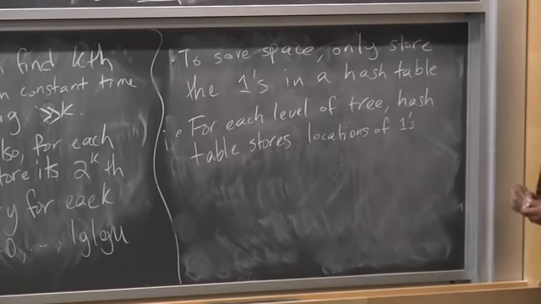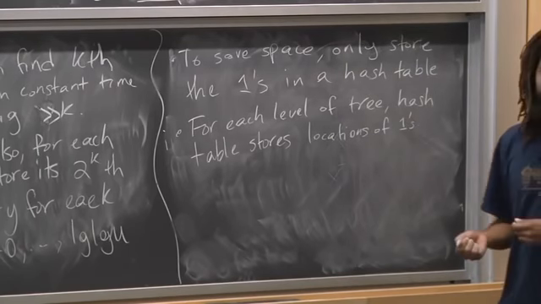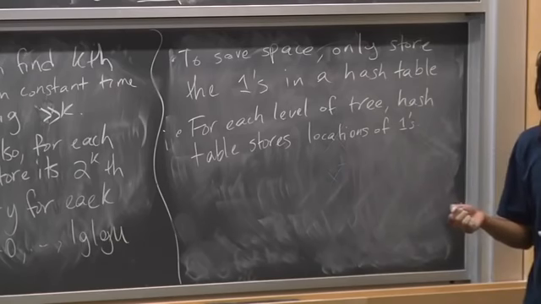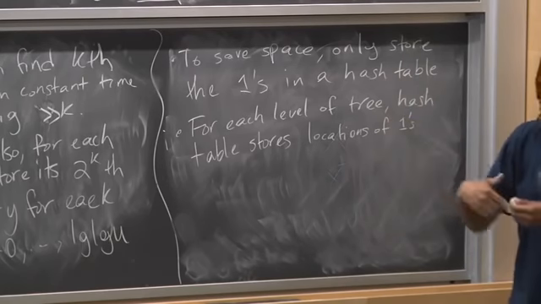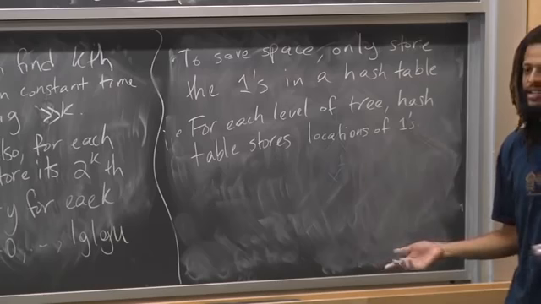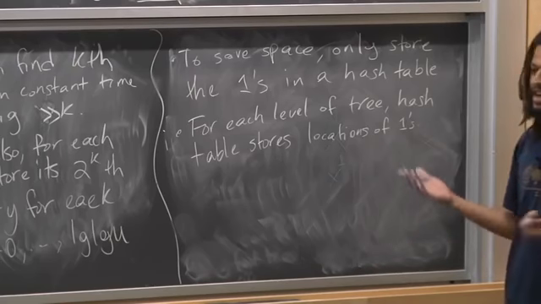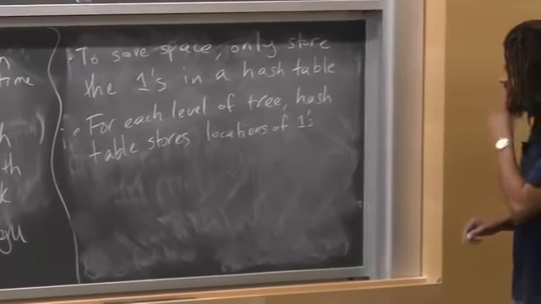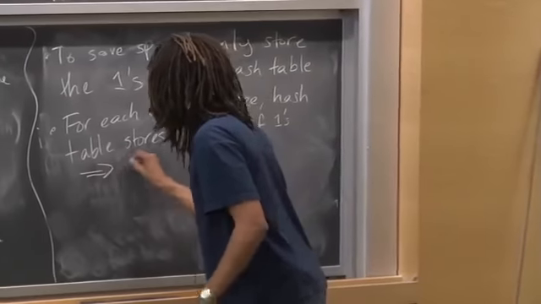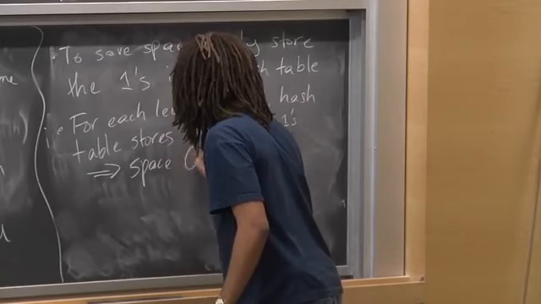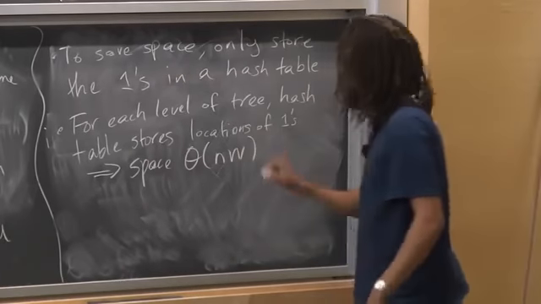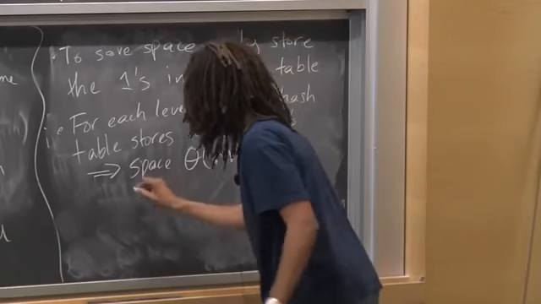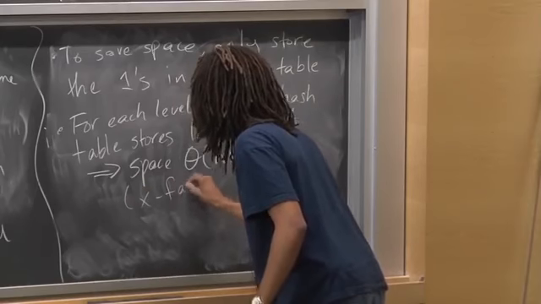Okay, so as I'm doing my binary search, if I want to know whether something is a 1 or a 0, I just look it up in the hash table. And if it's a miss in the hash table, if it's not in my dictionary, then I know it's a 0. Okay. This implies space n times w. And this is called an X-fast tree.